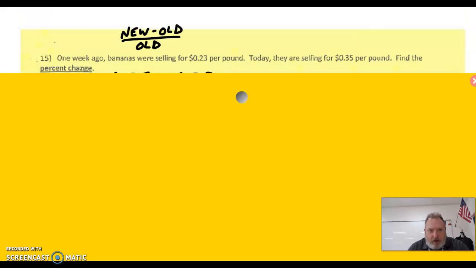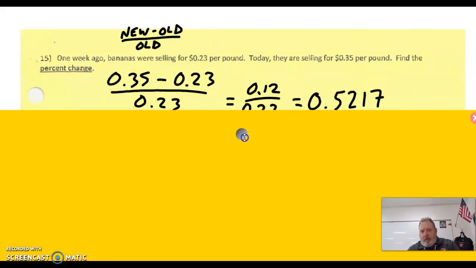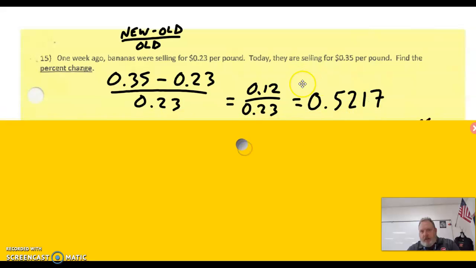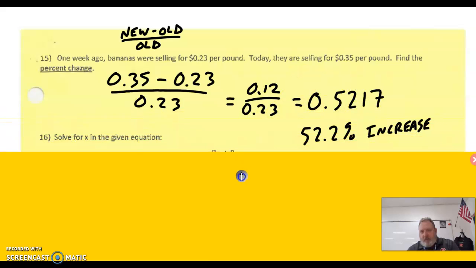And that brings us to our final page, which is some review material. So 1 week ago, bananas were 23 cents a pound. Today, they're 35 cents a pound. Find the percent change. Percent change, you take the new or current price minus the old or original. So we're going to take 35 cents minus 23 over 23, and we find the percent increase. They went up by 52.2%. So roughly half of what the price was got added onto it in that 1 week span.